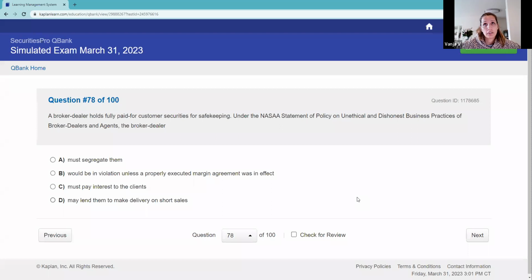Well, if the clients signed their margin agreements, they signed the lending, may lend them to make delivery. But okay, hold on. Under the broker dealer may lend them to make the delivery on short sales. Wait, no. Must pay interest to clients, that's not it. Fully paid customer securities would be in violation unless a properly executed margin agreement was in effect. Like, the broker dealer doesn't have to segregate the securities. They can have them pulled, at least that's what I'm saying out of my experience working for a broker dealer. Well, but the broker dealer must.